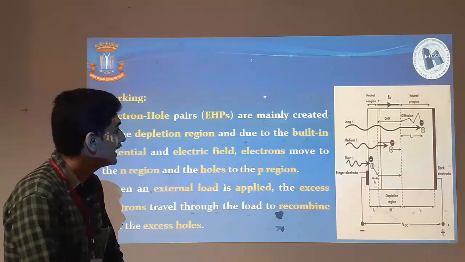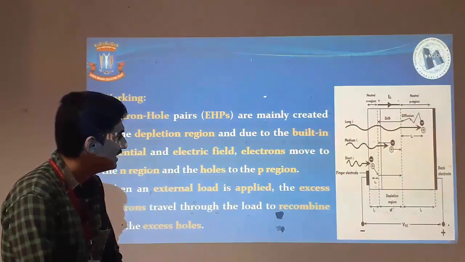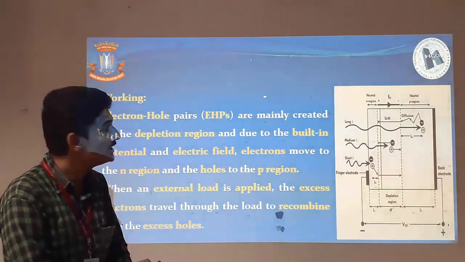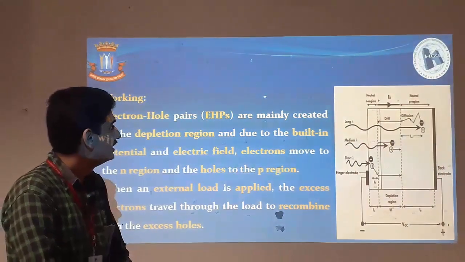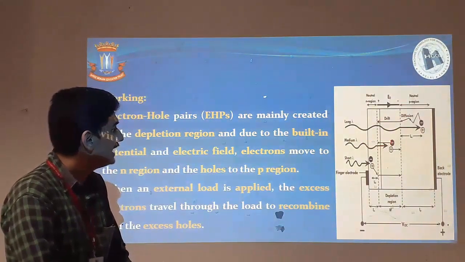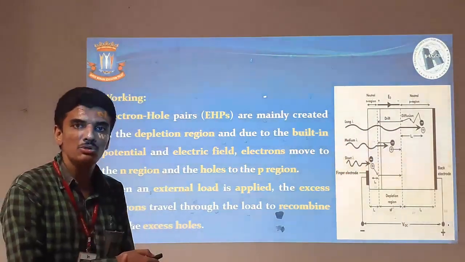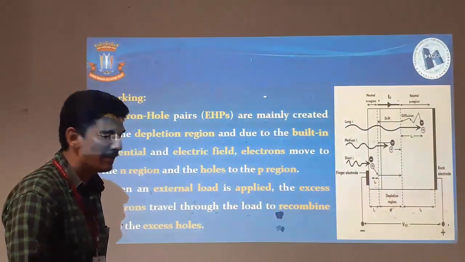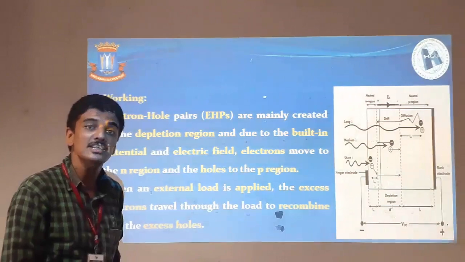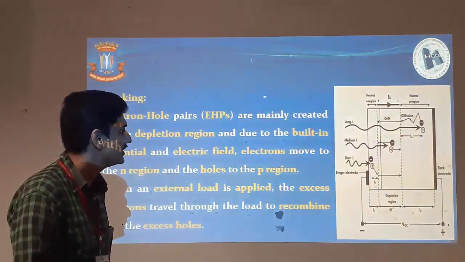Now, here you can see the positive holes are likely to travel in the P-type region, that is known as a neutral region, neutral P region. Here, the negative electron is trying to travel towards the N-type, that is the negative region, or you can say electron region, neutral N region.